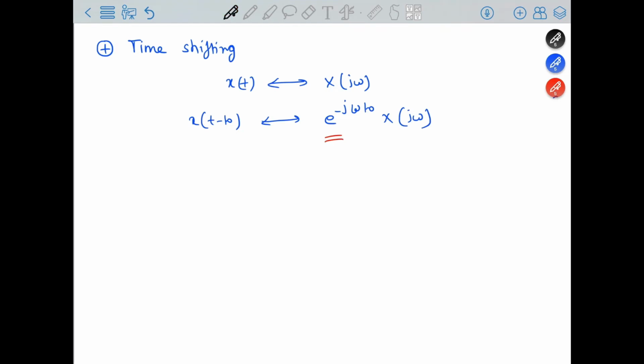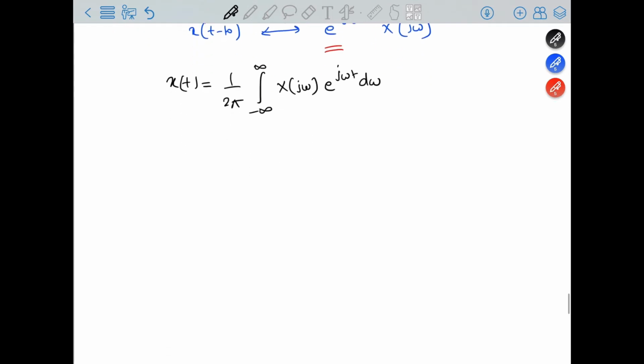So we have already given the representation for x(t). x(t) can be represented as 1 over 2 pi, integral from minus infinity to infinity of X(j omega) e raised to the power j omega t d omega. Now we'll shift the signal to x(t minus t naught). So what will be the effect in this expression? We have to replace t with t minus t naught. So now here j omega t is replaced with t minus t naught, d omega.